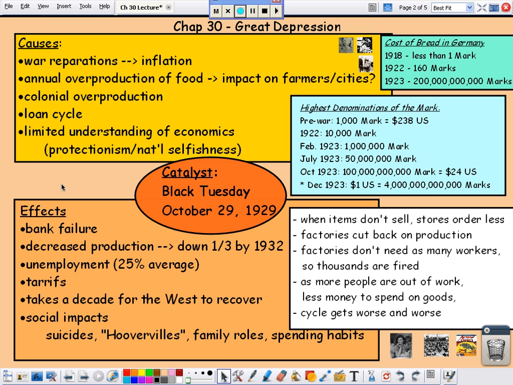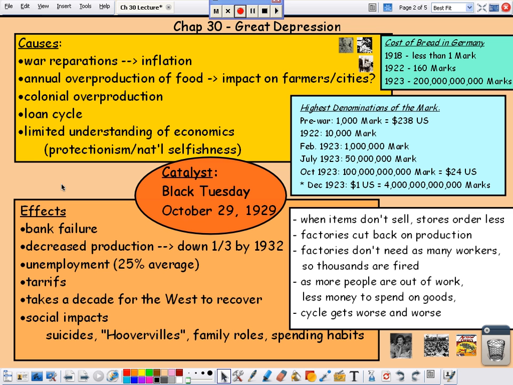You see people that lose their houses pack up because the bank just took their house away. And they go to landfills, and they go to dumps, and they find scrap metal and pieces of wood, and they build themselves little shanties. And these are lovingly referred to by the name of the president at the time, Herbert Hoover.